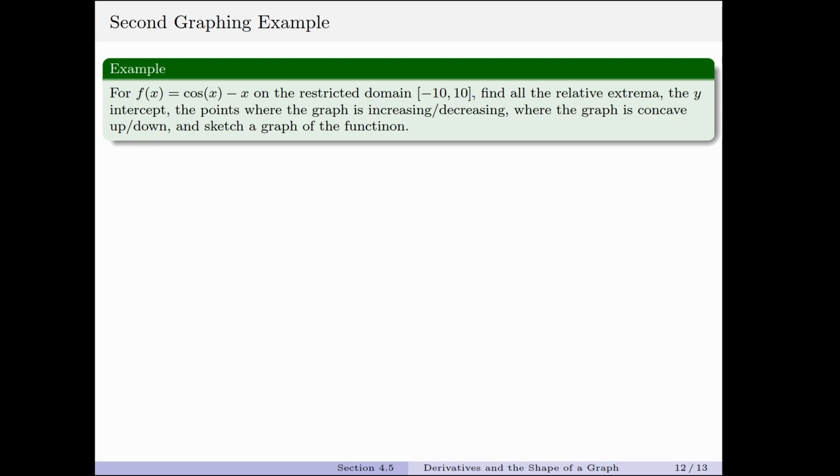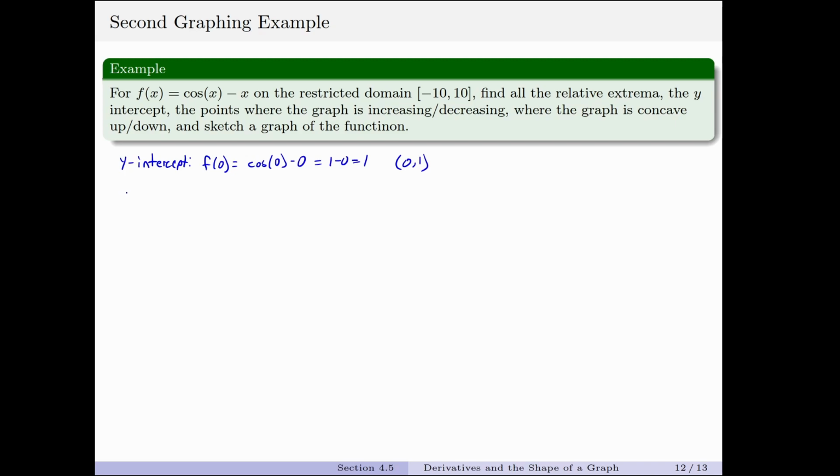So let's look at what we want to find. We want to find the relative extrema, the y-intercept, the points where it's increasing and decreasing, where it's concave up and down, and sketch a graph. So all of the same information as last time. I'm going to start with the y-intercept. So we plug 0 into the function. Cosine of 0 minus 0 is 1 minus 0, or 1. So I have the point (0, 1). Plugged in 0 for x and I got 1 for y.